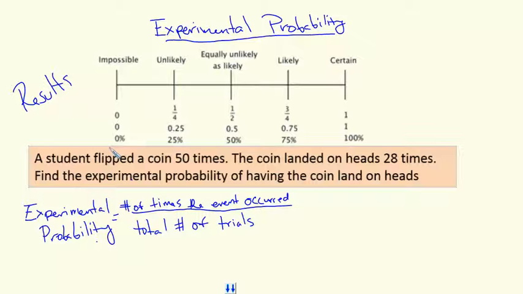So for example, a student flipped a coin 50 times. The coin landed on heads 28 times. Find the experimental probability of having the coin land on heads.